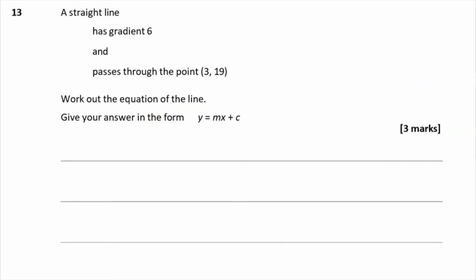Question 13. A straight line has gradient 6 and passes through the point (3, 19). Work out the equation of the line. Give your answer in the form y equals mx plus c. Well, I'm actually going to start with that, y equals mx plus c. That's the general form of an equation of a straight line, isn't it? And I already know something about this straight line. I know it's got a gradient of 6, so I already know that number there.